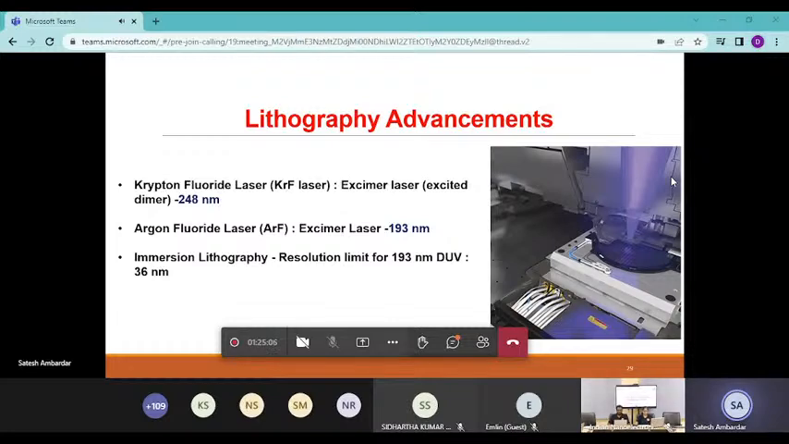With this 248 nanometer wavelength, with resolution enhancement schemes, we could realize up to 150, 100 nanometer resolution. Then came the argon fluoride laser, which again is an excimer laser, and it uses argon and fluorine as the mixture.